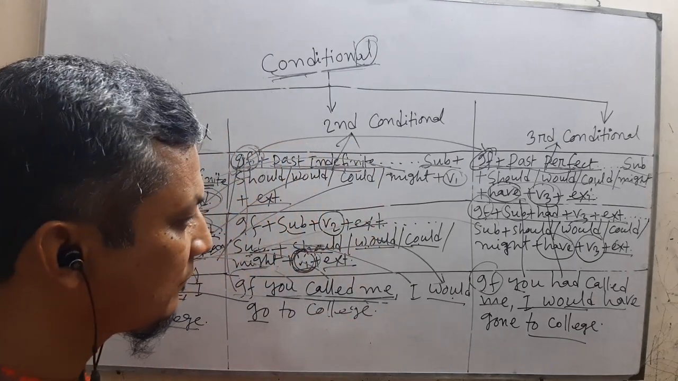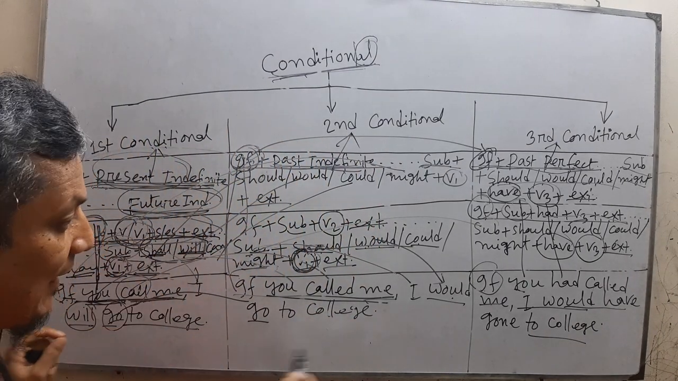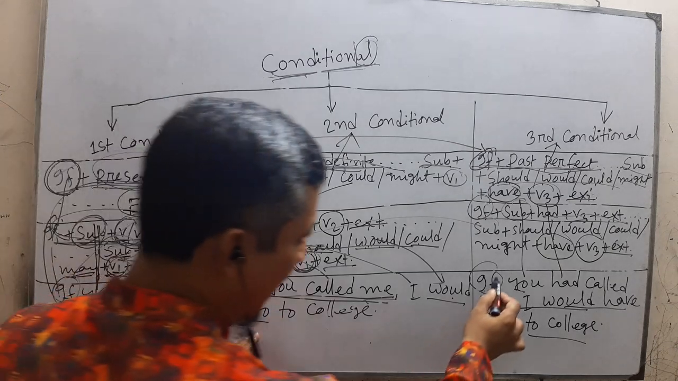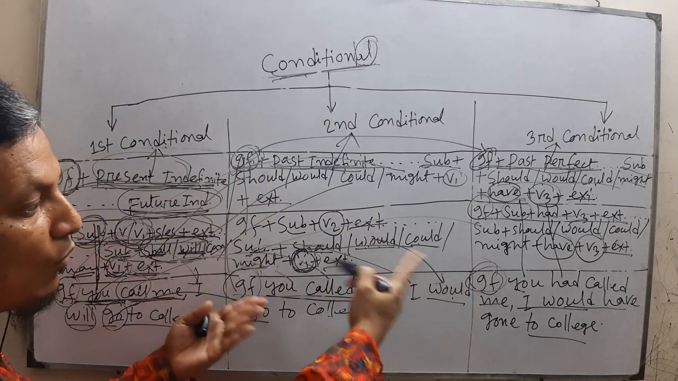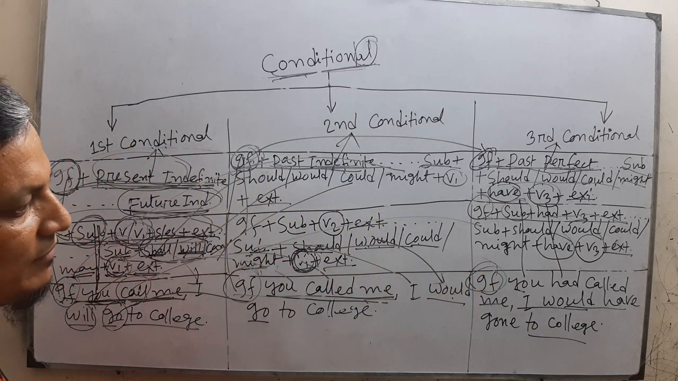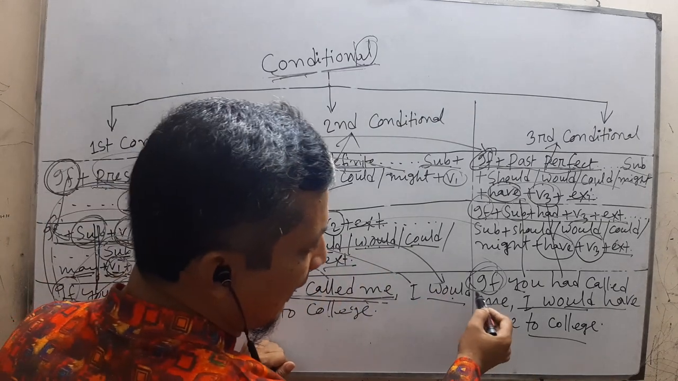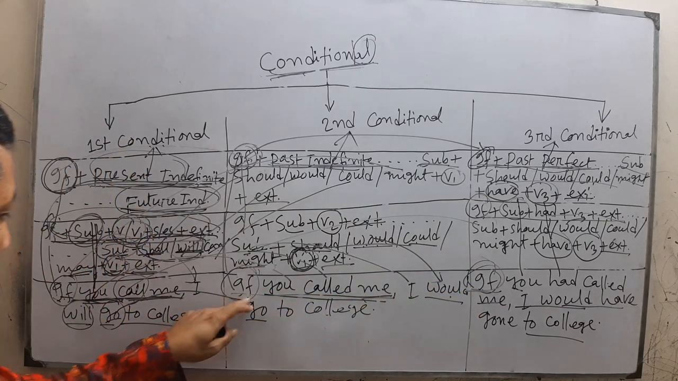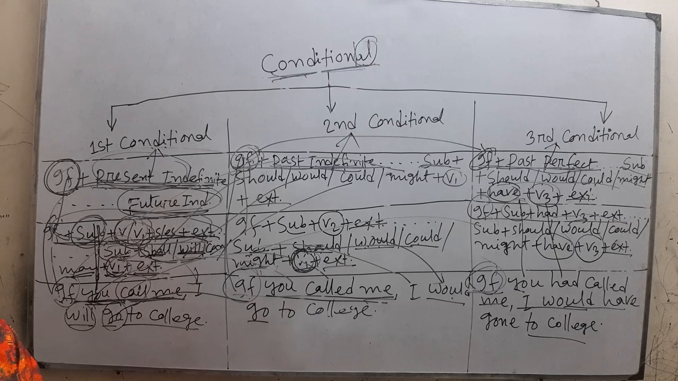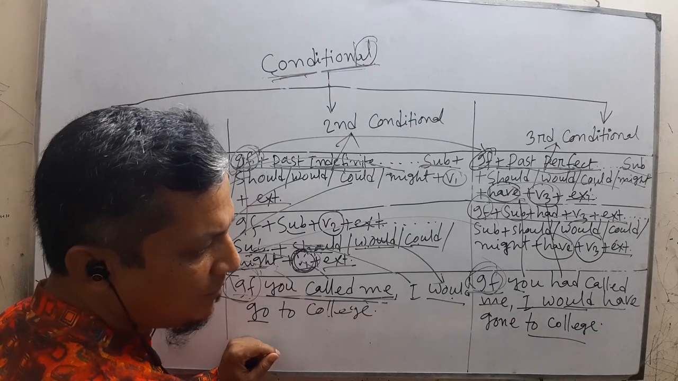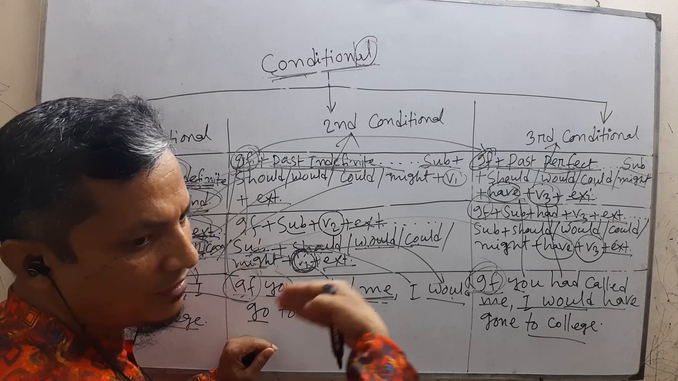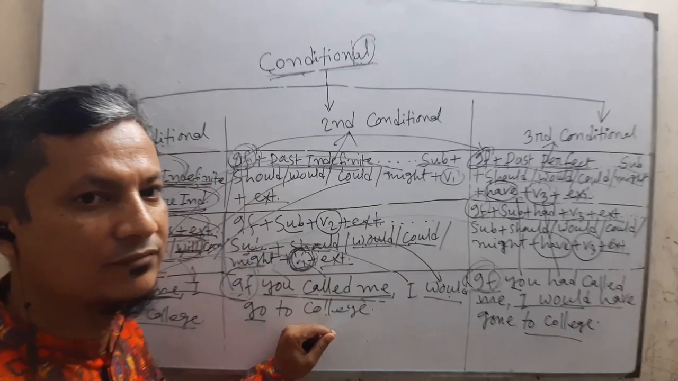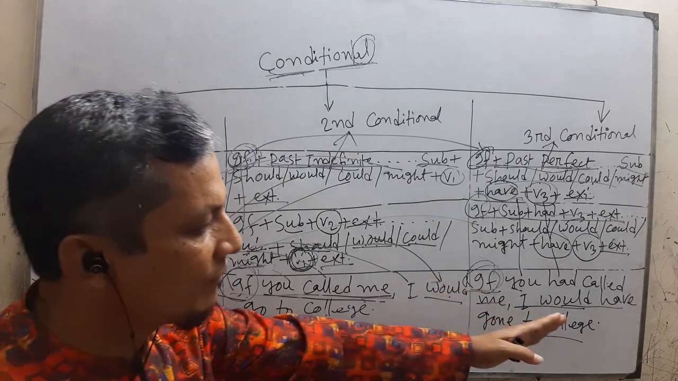Okay, my dear students. Now, here follow again. Starting is if. In every conditional, we can change or transform it into another way. Here I have used if at the start of the sentence. I can also use if in the middle of the sentence. So how will I make that? The last part will be at first and the first part will be in last. I would have gone to college. Am I clear to you?